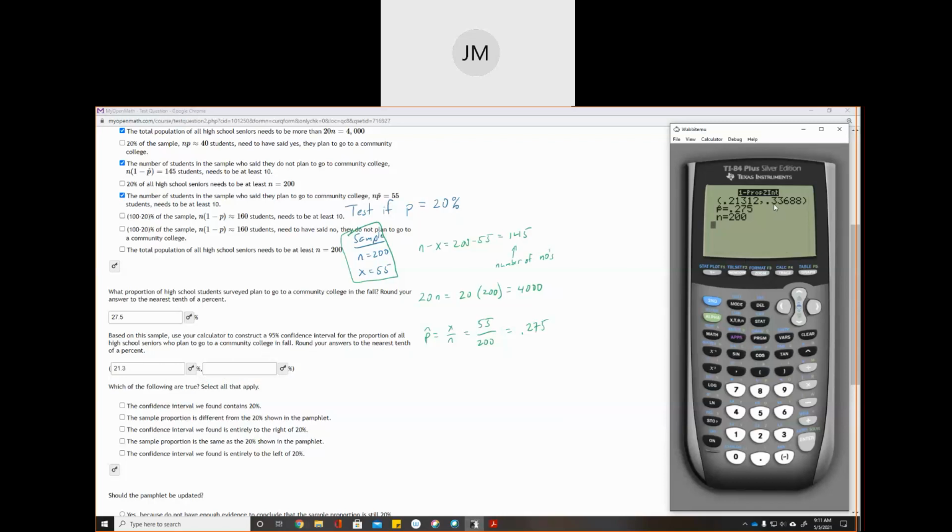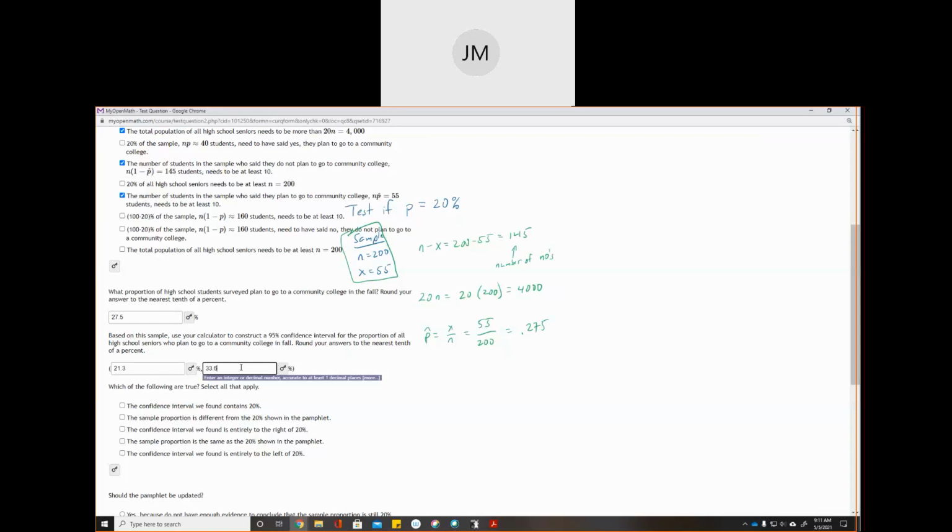And my second one, if I move the decimal over twice, will be 33.688. If I round to the nearest tenth, I have to round that up because the next digit is an 8, so that'll be 33.7%. Okay. So I have a confidence interval now, and 20% is not in that interval. It's not between 21 and 33. So the confidence interval does not contain it.